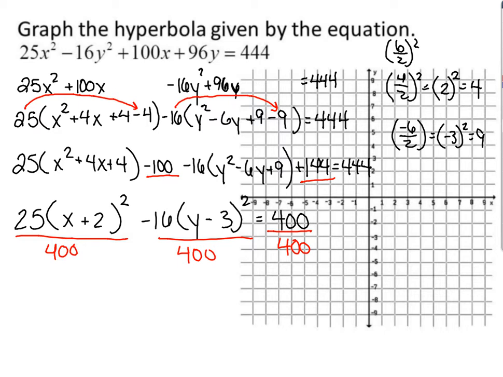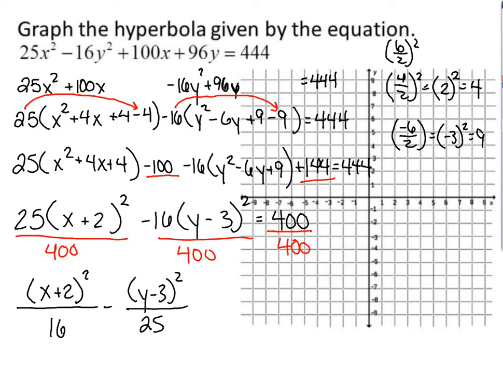So our equation in standard form is going to be x plus 2 squared all over 16, because 25 goes into 400 16 times, minus y minus 3 squared over 25, because 16 goes into 400 25 times, is equal to 1.